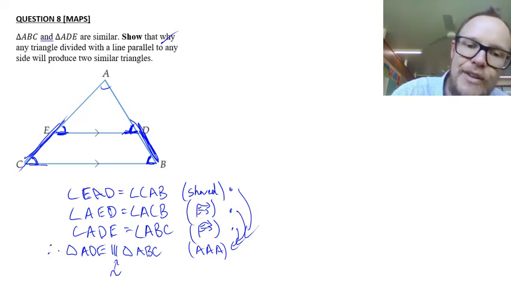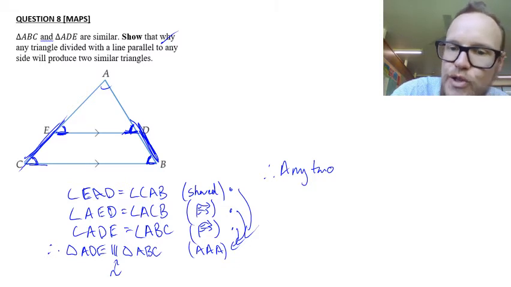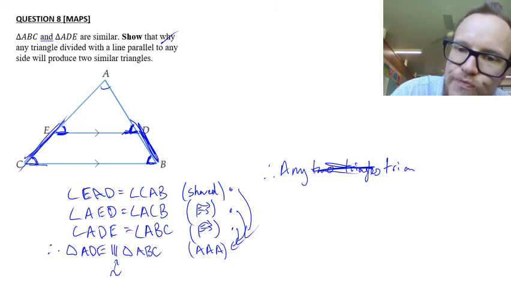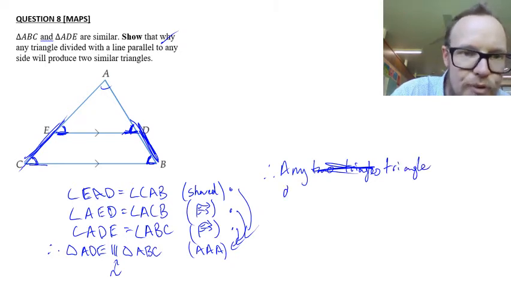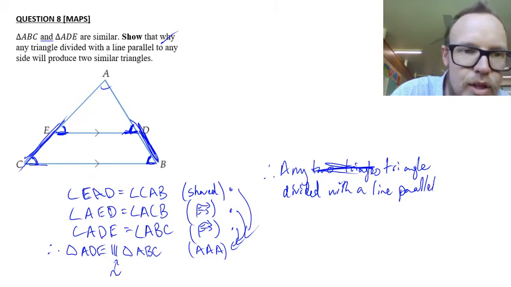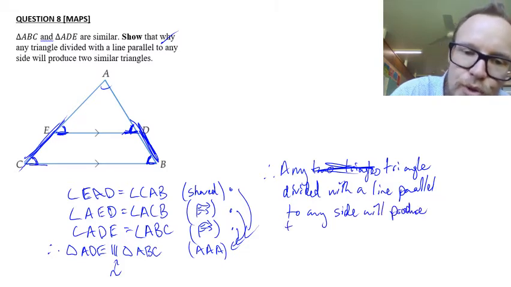So we can then say, therefore, any triangle divided with a line parallel to any side will produce 2 similar triangles.